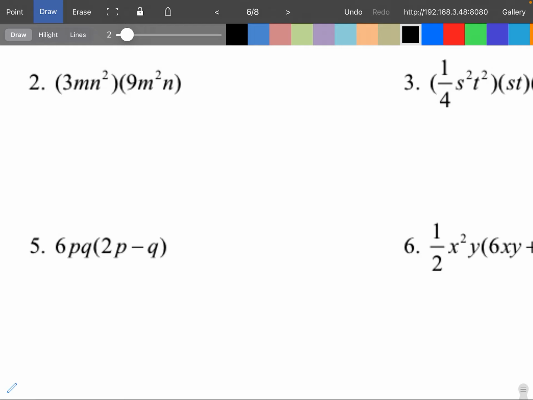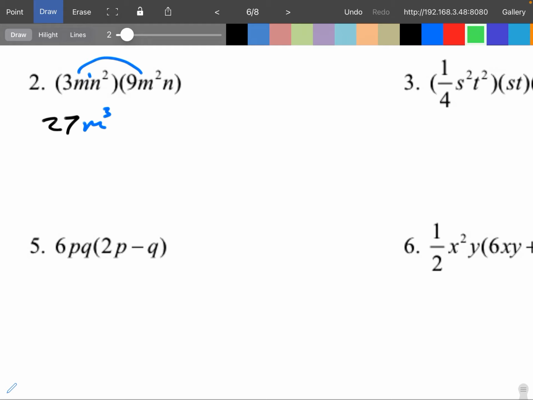Now I'm not going to rewrite it like I did on the last one, but basically we're going to do the 3 times the 9 first. So what's that? 27. So we got 27. And then we're going to do the m. Well, that m has a first power on it, right? So we're going to do the m times the m squared. So that's going to give us m to the what? Third. Good. So we're going to get an m to the third.